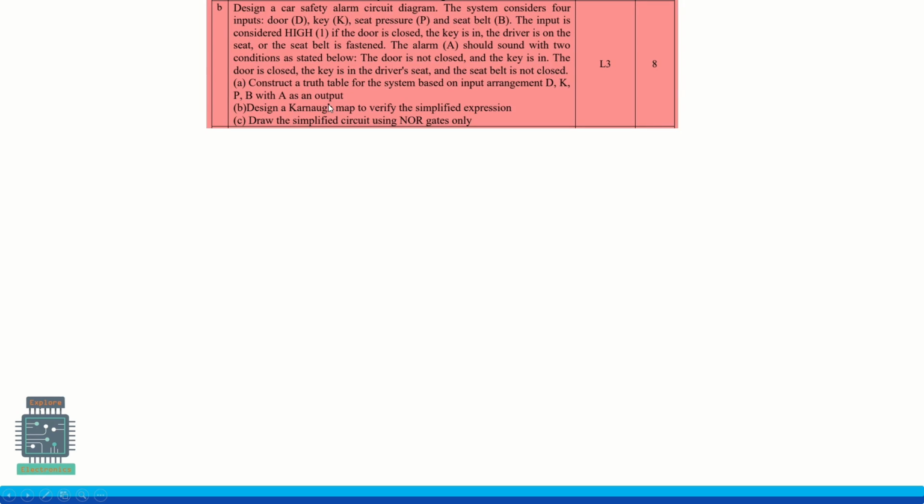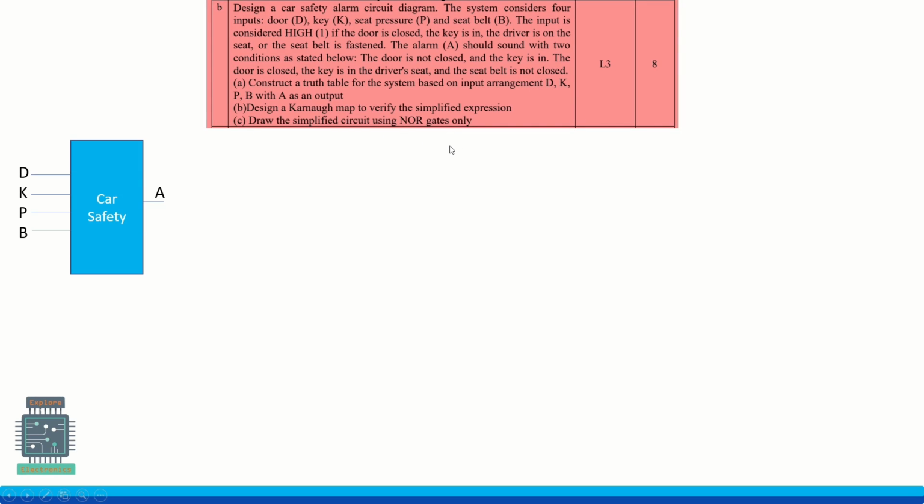The second case is, the door is closed, key is in, the driver is in the seat, and seat belt is not closed. It means the first three inputs are 1 and seat belt, the last input, is 0. 1 1 1 0, the output is 1. Construct the truth table for the system based on the input arrangement D, K, P, B with A as output. And the second thing is that we need to design a K-map to verify the simplified expression, and then draw the simplified circuit using NOR gates only.